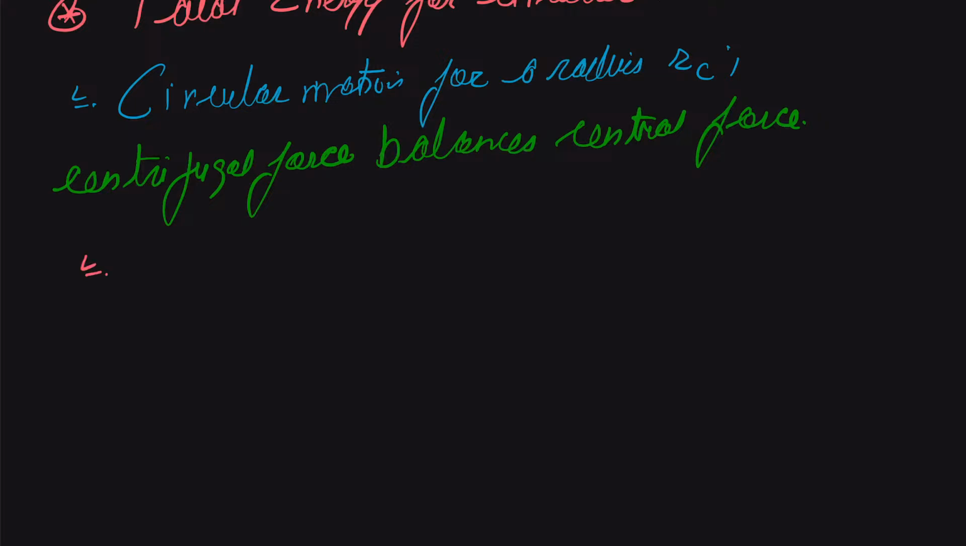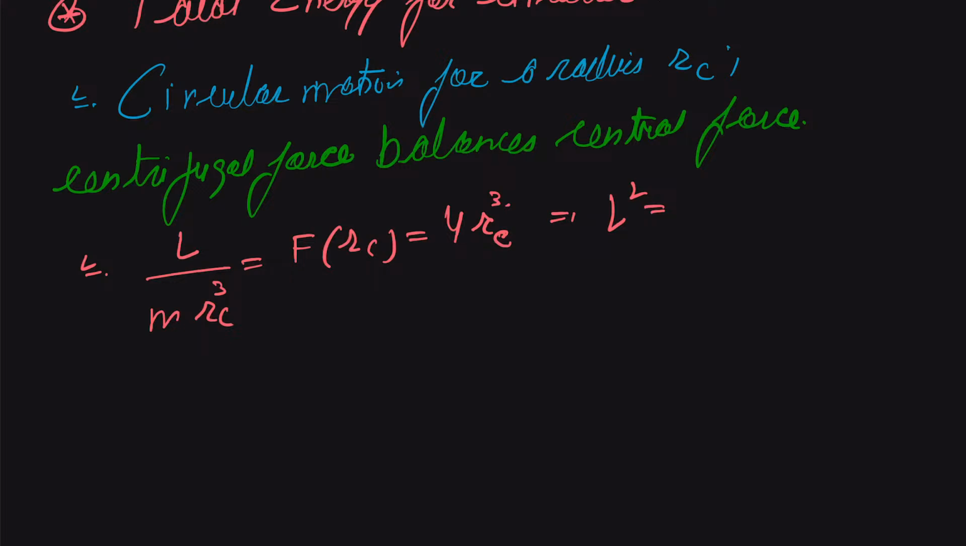So we can write that our L squared upon m RC cube will be equal to our central force, which is 4 RC cube. Okay, because centrifugal force is L squared upon m R cube, and central force is attractive. So we can just solve it. From here we get that L square will be equal to 4 times m RC raised to power 6, and we simply substitute the values.